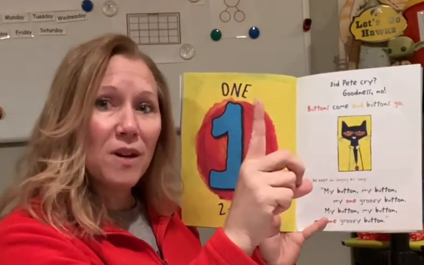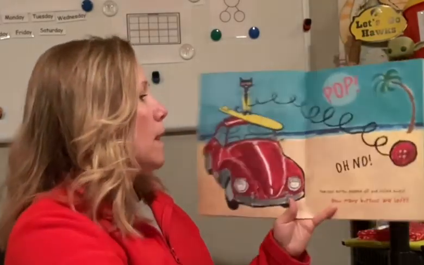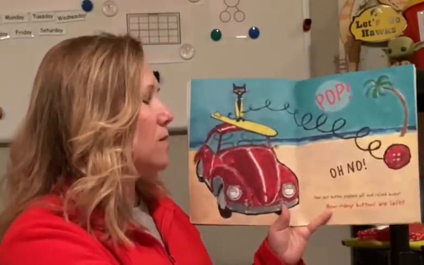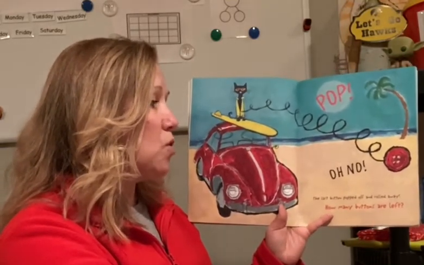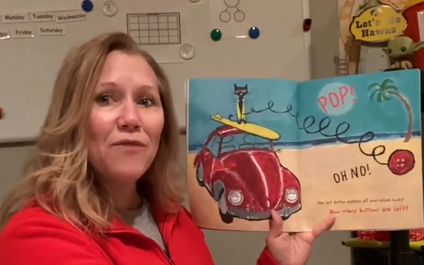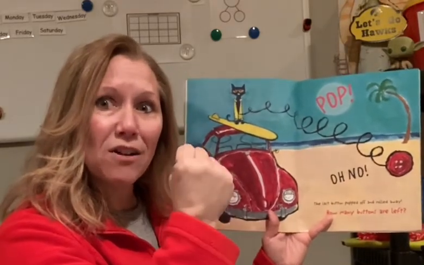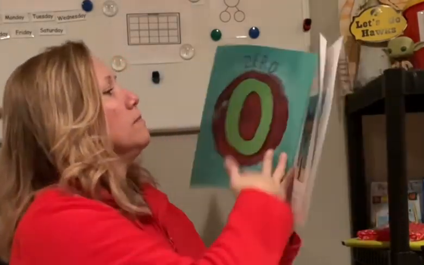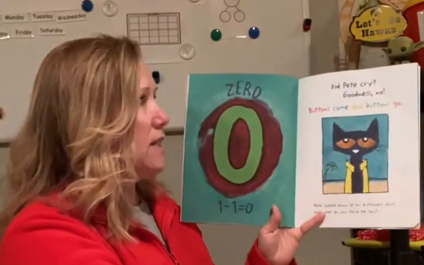Can you all show me one? Good job. Pop! Oh no! The last button popped off and it rolled away. How many buttons are left now on Pete's shirt? Good job, friends. That's right. 0. There are none. 0. So 1 minus 1 equals 0.